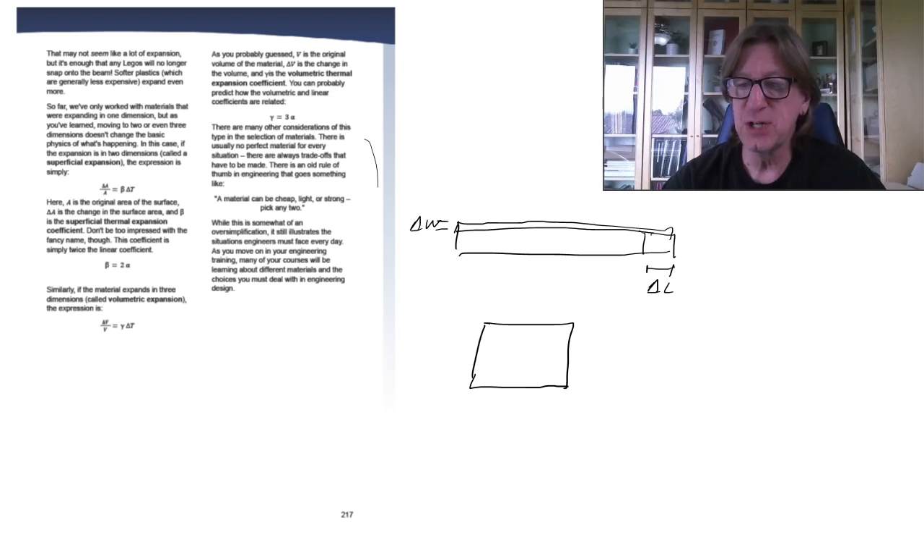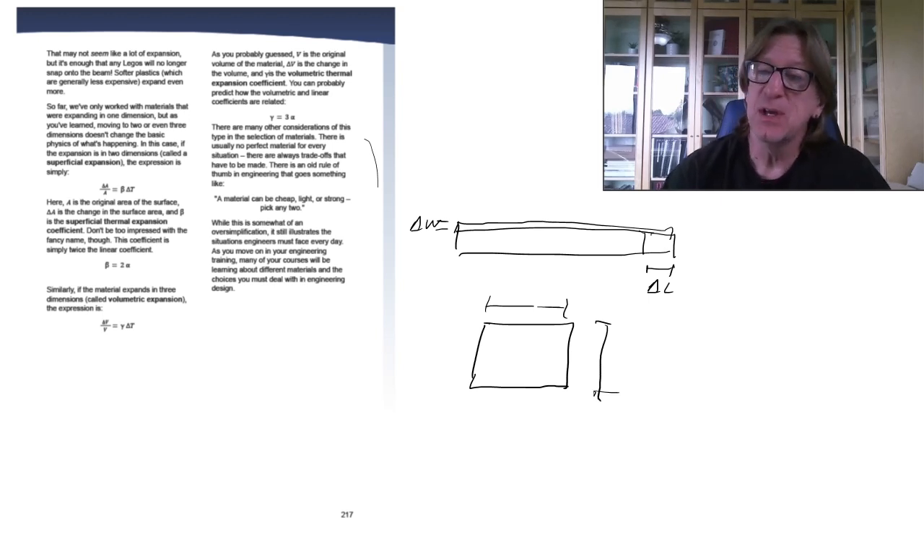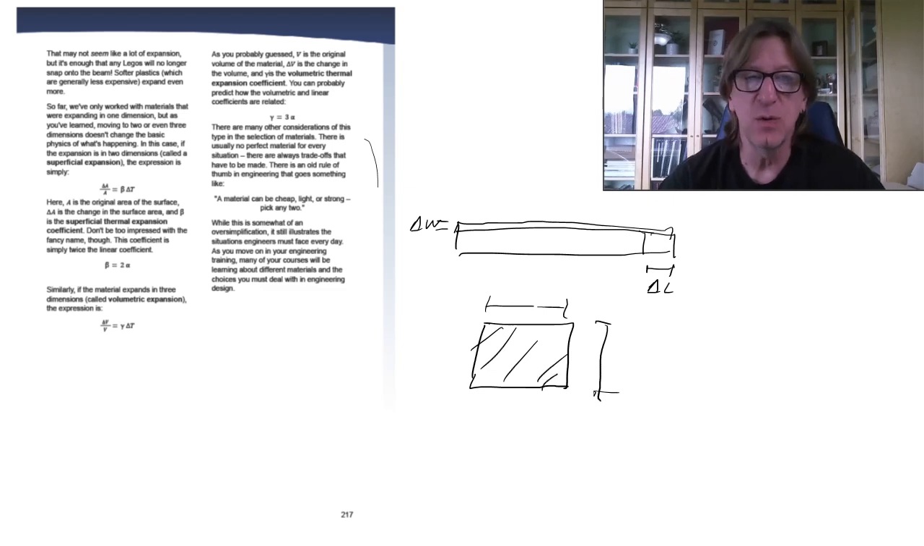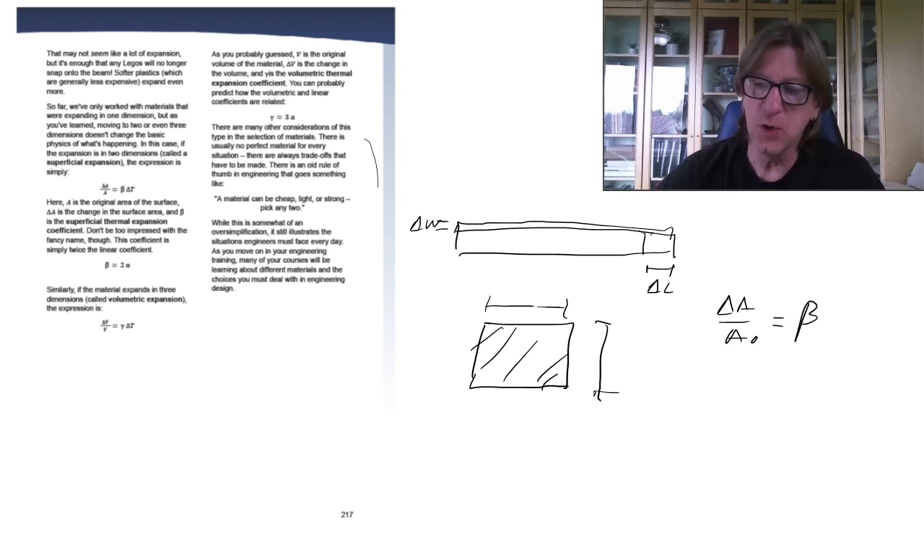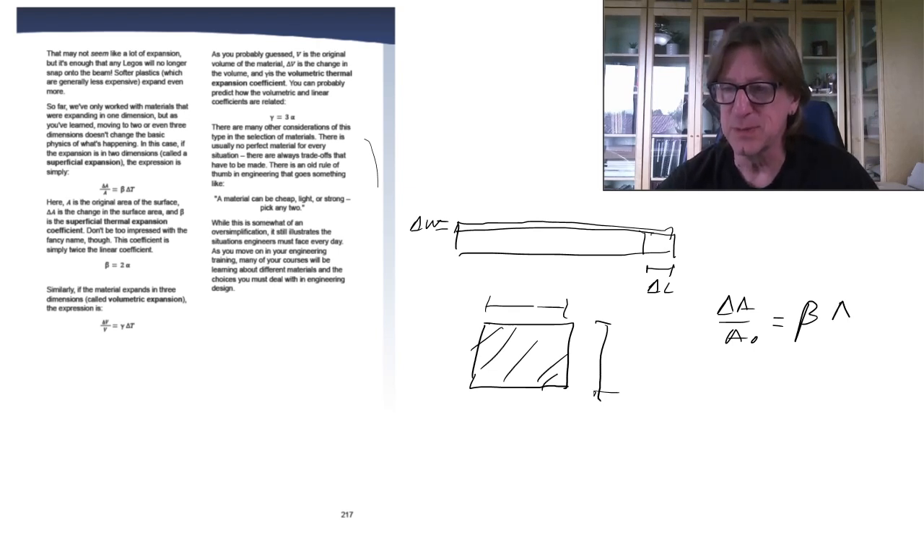Well, now the change in W, the change in my width here, is certainly not going to be negligible compared to my change in length, because they're basically the same size. That's not a problem. Now instead we just talk about the area instead of the length. And so we will define our superficial thermal expansion as the change in the area over the original area. And for that we use a symbol called beta. So that's the coefficient, beta times delta T. So that's our coefficient that we use for measuring this change in area.